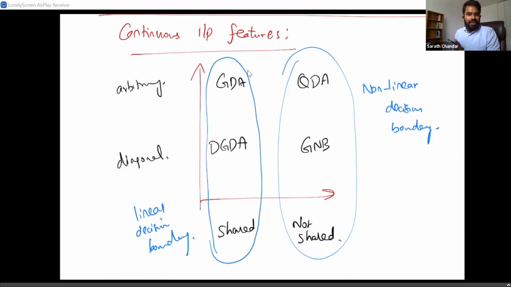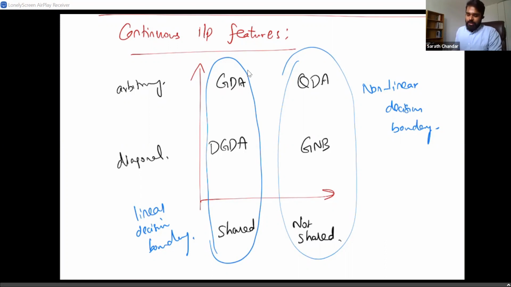In fact, there is another third algorithm with the same name, LDA. LDA is probably overloaded in the machine learning community. There is also latent Dirichlet allocation, which is also LDA. So there are just too many LDAs. So let's just use GDA for this.